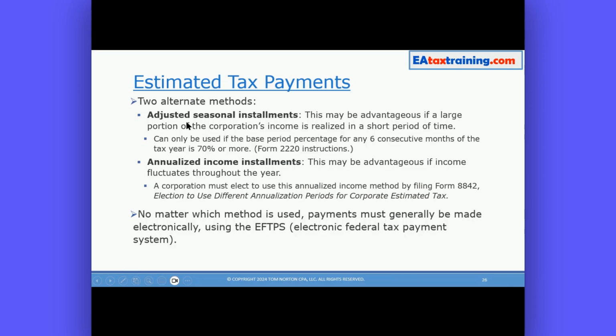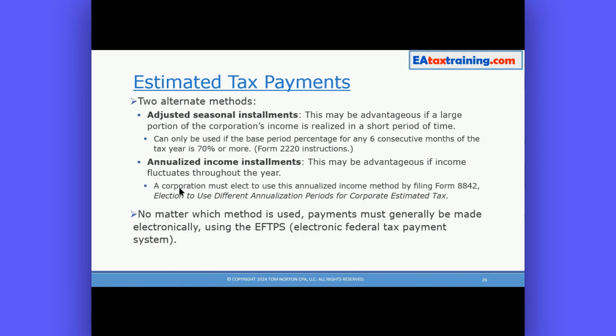Just know you've got something called the adjusted seasonal installments method that's good for companies whose income is very seasonal. Then you have the annualized income installments method. This is similar, but it is for those whose income may fluctuate during the year.